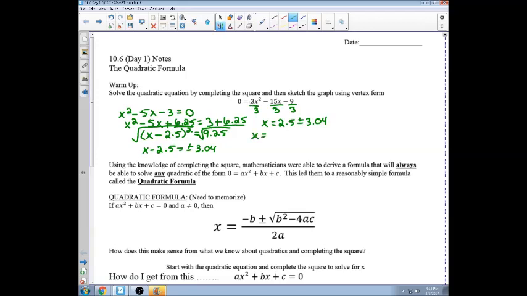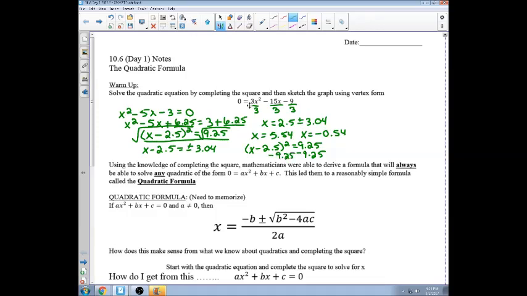If I take 2.5 and add 3.04, I end up with 5.54. And if I take 2.5 minus 3.04, I end up with negative 0.54. So those are my two x-intercepts. Now I need to find my vertex. Remember, I'm going to find my vertex from this section here. So I'd have x minus 2.5 squared is equal to 9.25. I need to subtract my 9.25 from both sides.